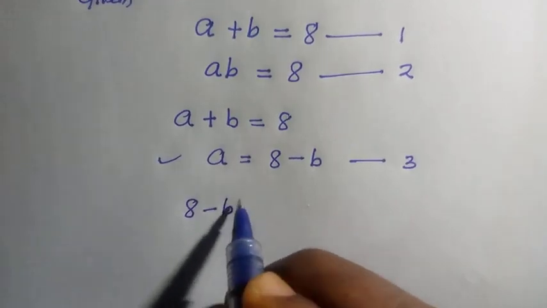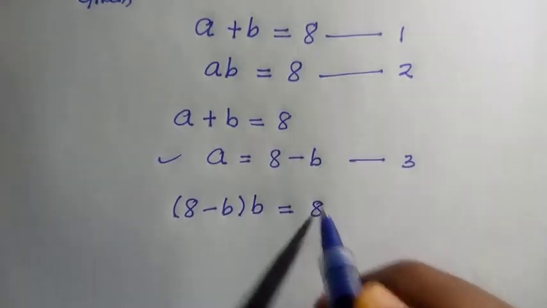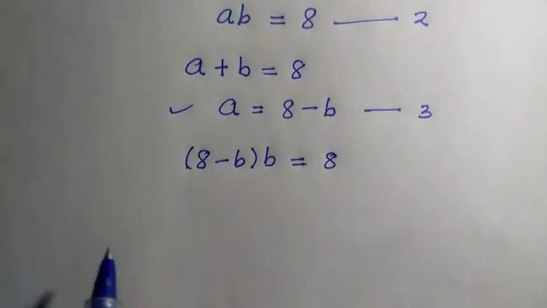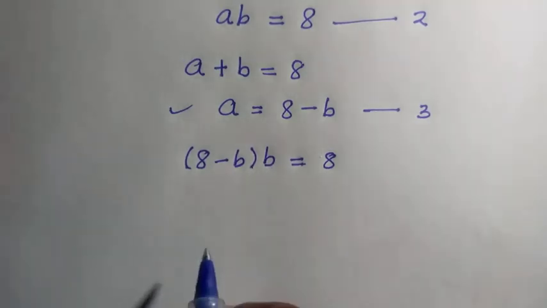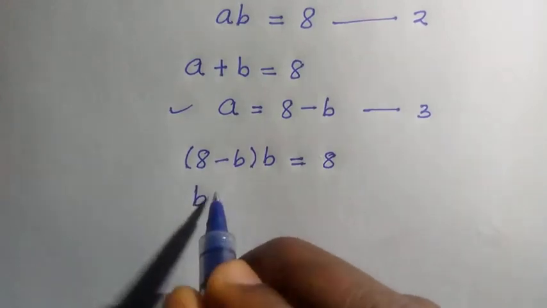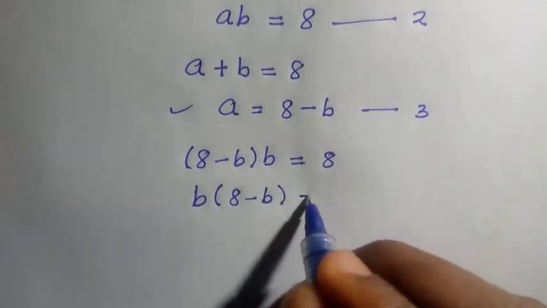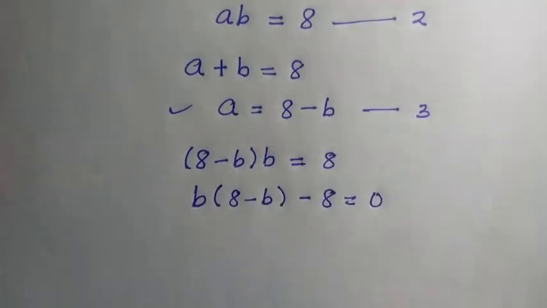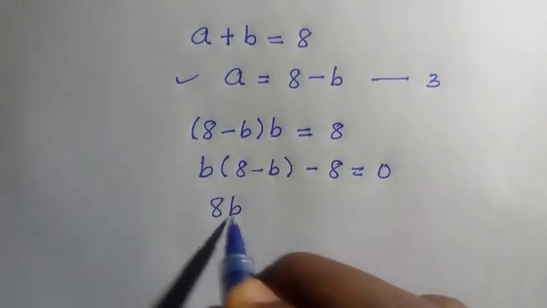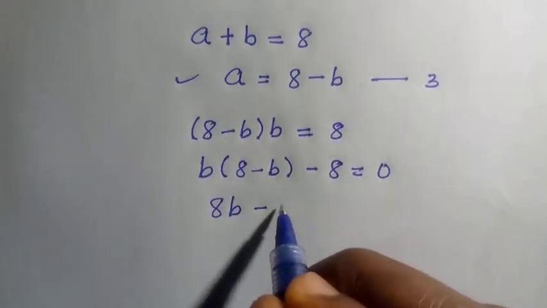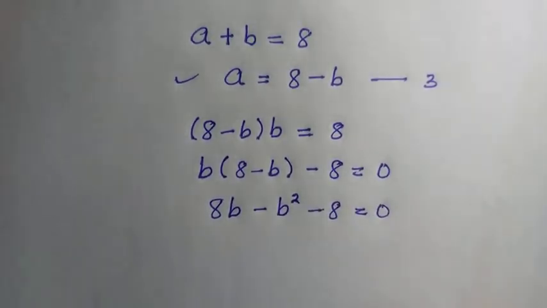So therefore we have (8 minus b) into bracket of b, then equals 8. Having this, we have to expand it by opening the parentheses with b. But don't forget that this can also be written as b into bracket of 8 minus b. Then by taking the 8 over, we have minus 8, everything equals 0. So just for easy expansion, b multiplied by 8 gives us 8b. Then b multiplied by b is minus b squared, minus 8 equals 0.